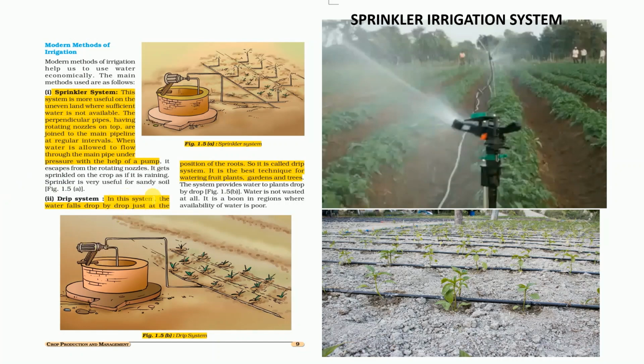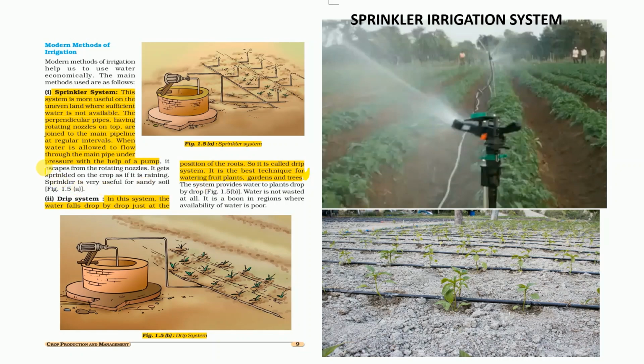In this system, the water falls drop by drop at just the plant, because this is a pipe, and at every plant position there is a hole made in the pipe. So a drop of water is dropped at the roots of the plant, which minimizes the waste of water. Basically, drip irrigation is used for watering fruit plants, gardens, and trees.